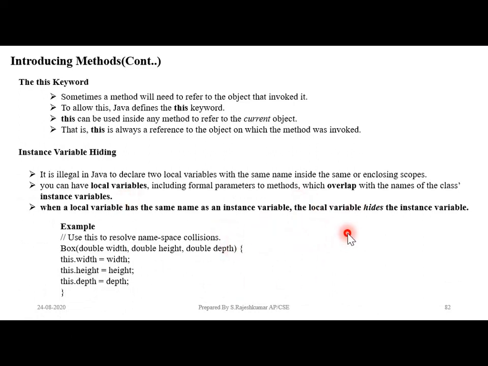In order to overcome that issue you can use the this keyword. So look at this: this.width equal to width, this.height equal to height, this.depth equal to depth. Here this currently refers to the instance variable, and width and height are the parameter variables. We can easily differentiate by using the this keyword. This is the importance of the this keyword here. Could you able to understand this?